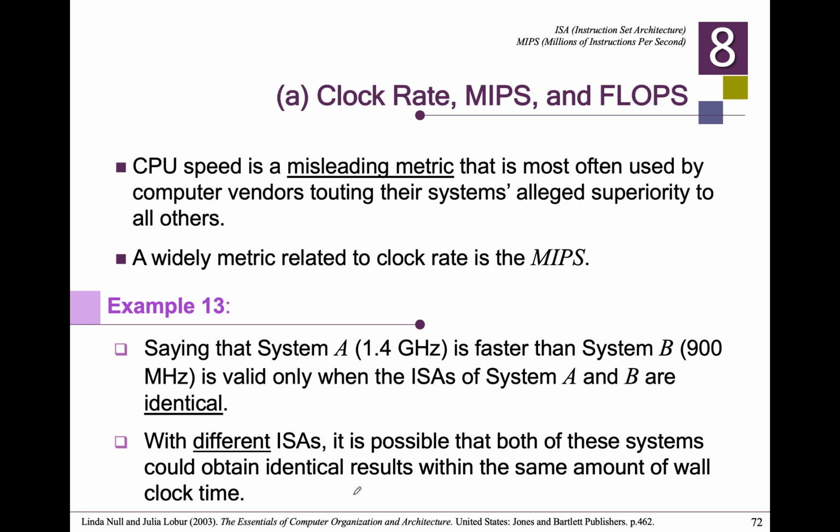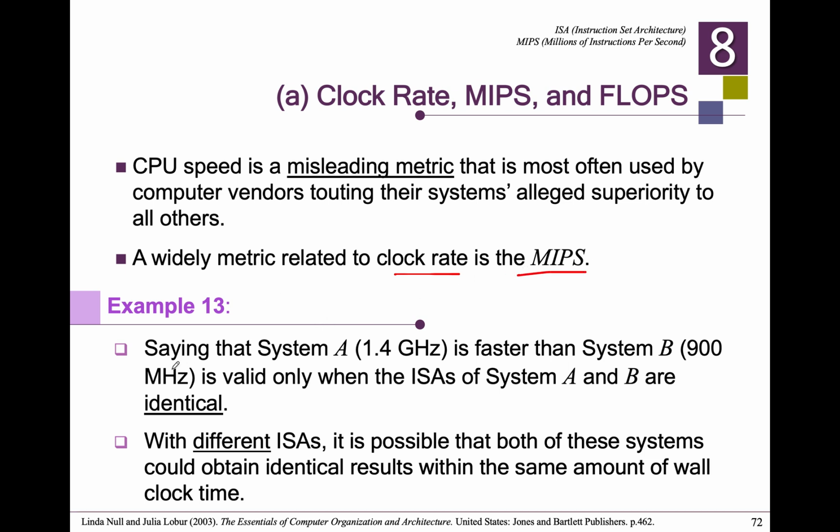Now you look into all of these, which are under clock rate, MIPS, and FLOPS. CPU speed is a misleading metric that is most often used by computer vendors touting their system's alleged superiority over all others. A widely used metric related to clock rate is MIPS. So everything related to clock rate is normally also known as MIPS.